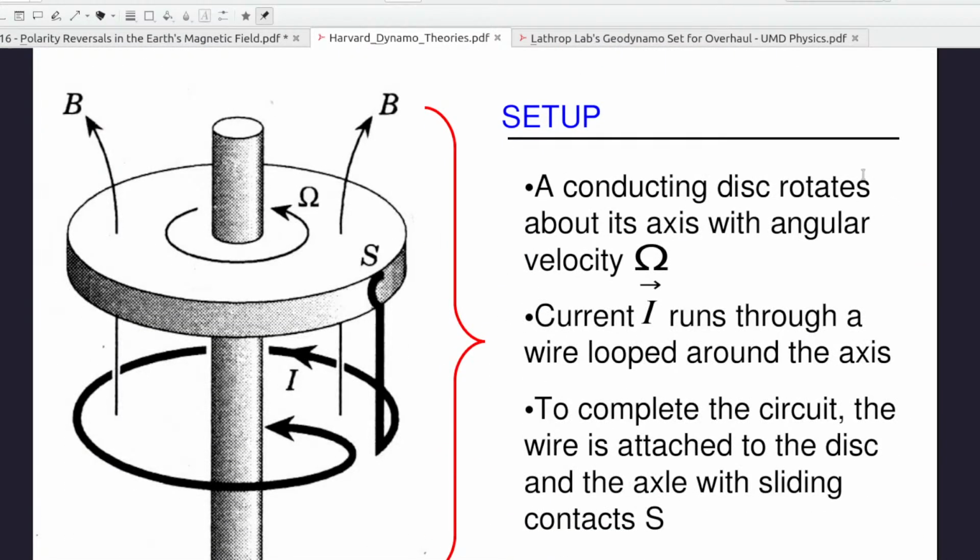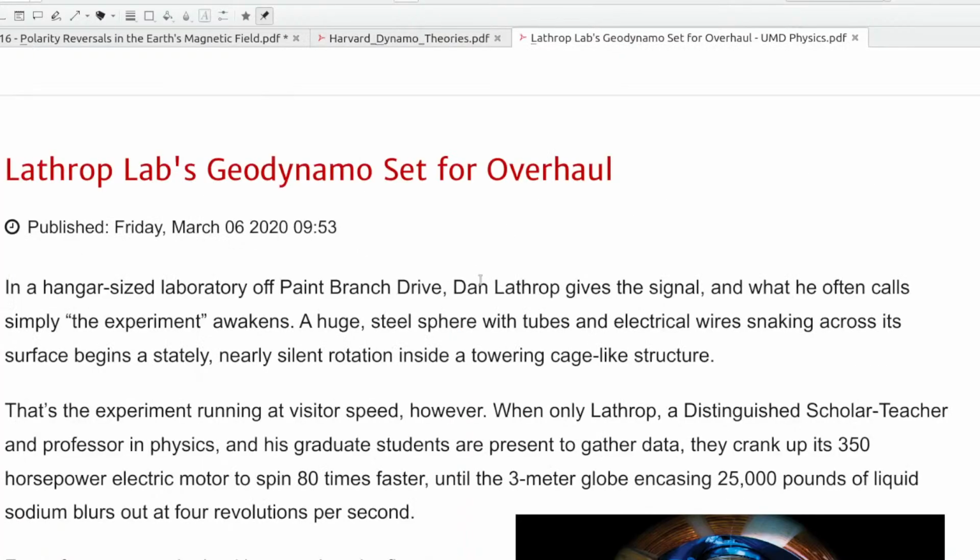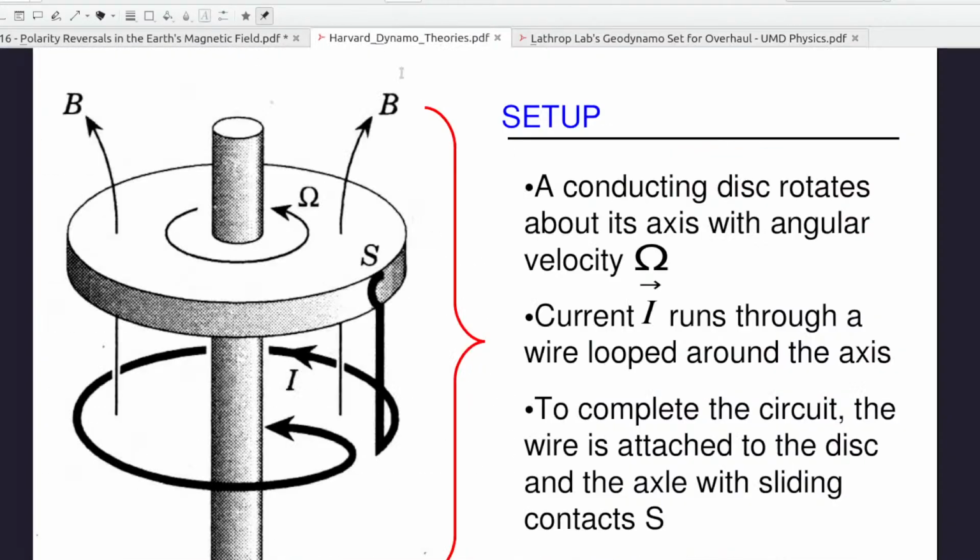A conducting disk rotates about its axis with angular velocity omega. Current I runs through a wire looped around the axis. To complete the circuit, the wire is attached to the disk and the axle with sliding contacts S. And we'll actually look at this in a little bit. Yeah, so they used a disc to show this. By the way, I just wanted to throw that out.